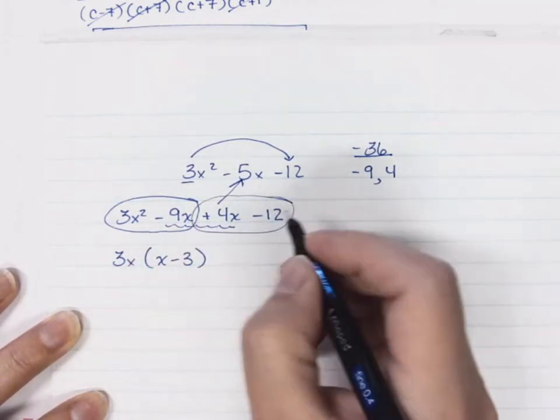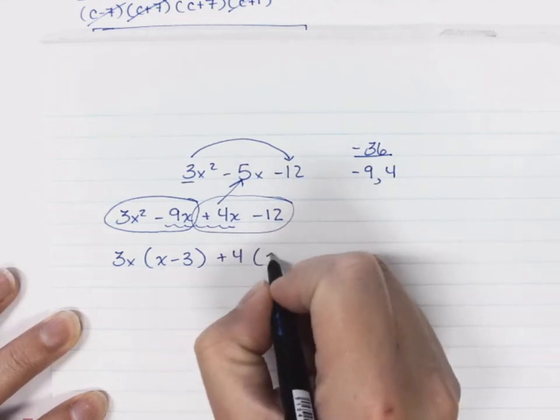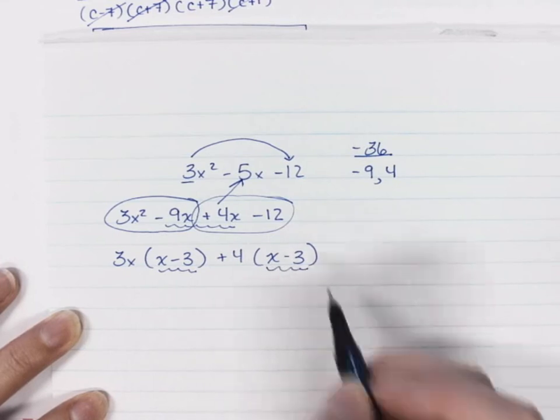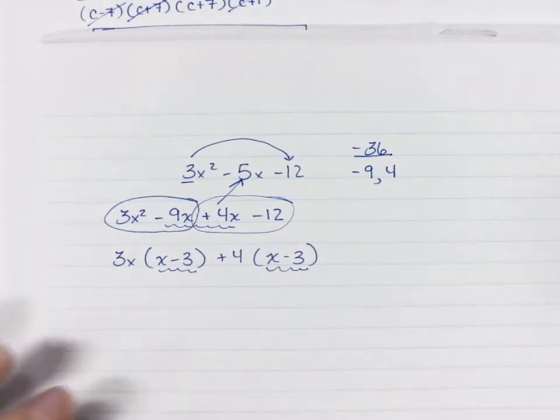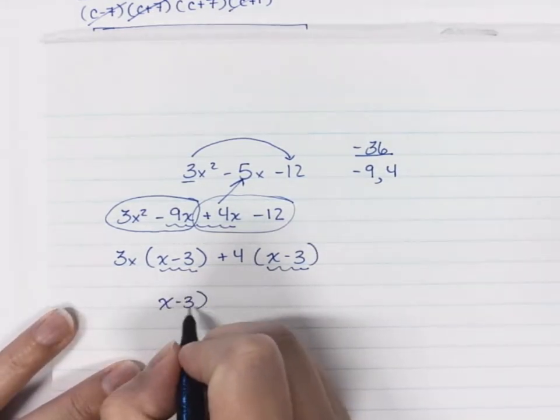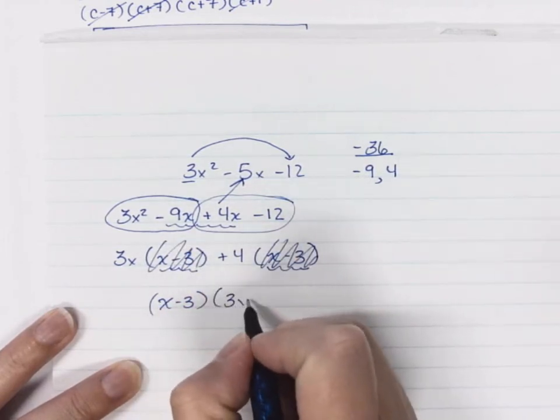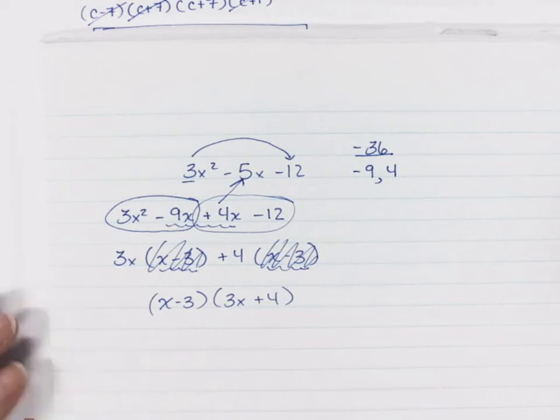And then out of those two, I'm going to take out a positive 4, and I'm left with x minus 3. I know I've done it correctly if those two are the same. So I'm going to have x minus 3. And if I remove that from both of those, I'm left with 3x plus 4.